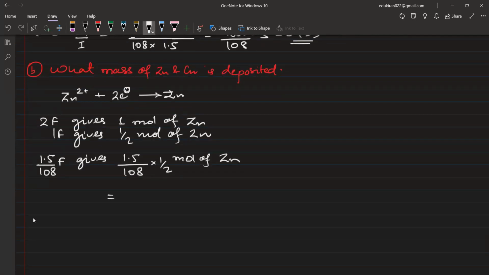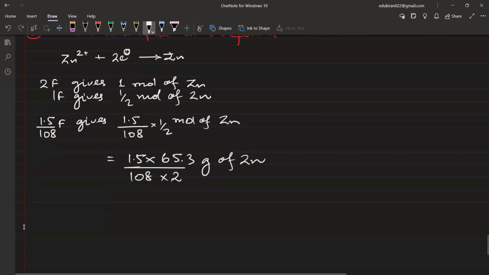Now, if you want to convert this to mass, then you can just multiply by the molar mass. Mole को mass में लिखेंगे तो molar mass हो जाएगा. So you'll have 1.5 into the molar mass of zinc, 65.3, divided by 108 into 2. This will be in grams of zinc.